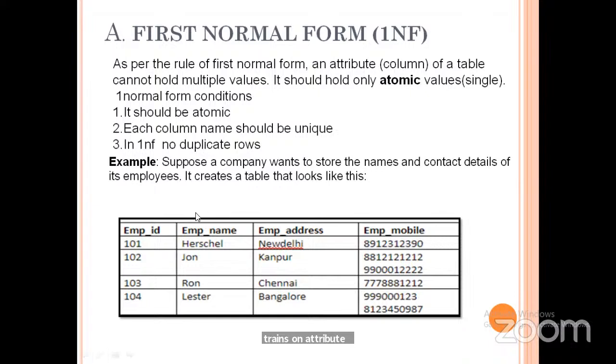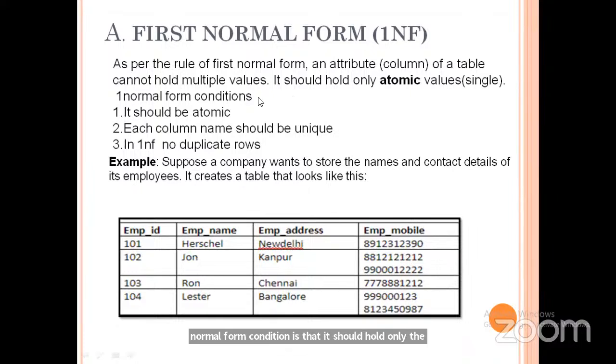If you observe here, for example, EMP ID, EMP name, EMP address, EMP mobile is there. A person can have many mobile numbers, yes or no? Even a normal layman maintains two SIM cards, two contact numbers. So here, what is our main intention in first normal form? First normal form condition is that it should hold only the atomic values or single values.